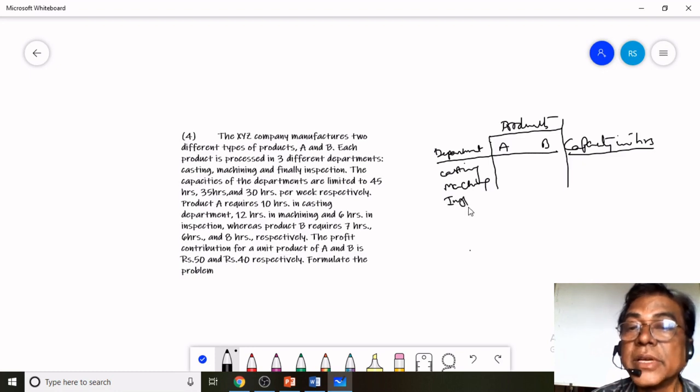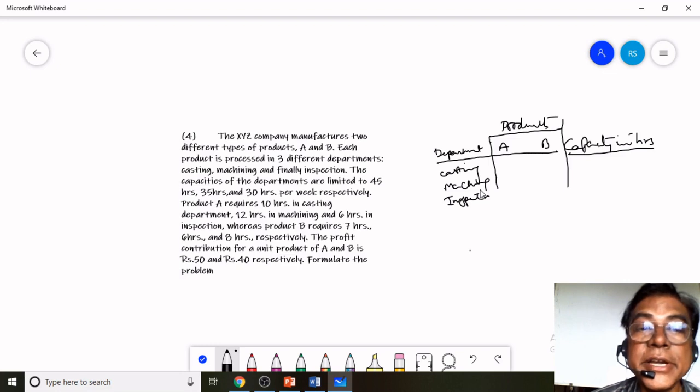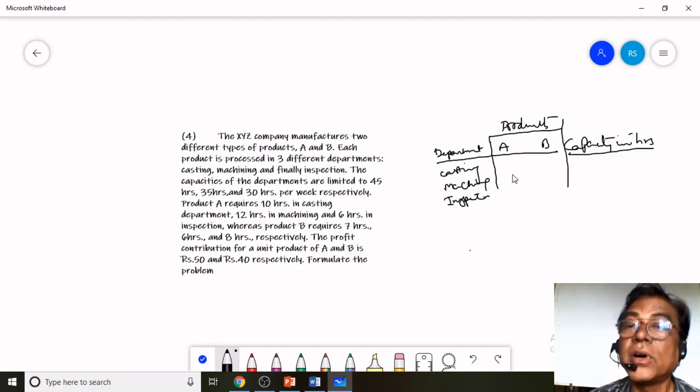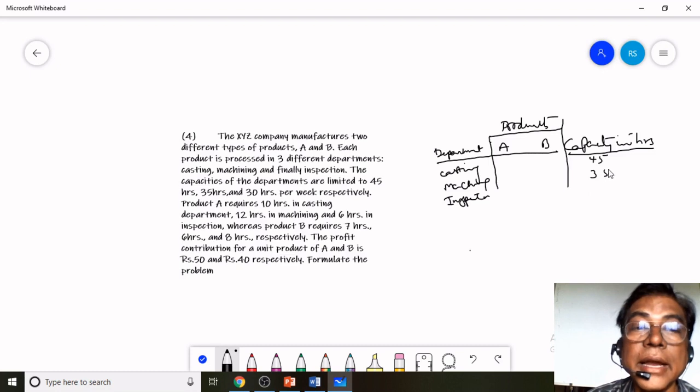So what are the values? Please read the question, per week only. The departments are limited to 45 hours. 45 hours is casting. First you write like this. And machining is 35 hours, and inspection is 30 hours only.